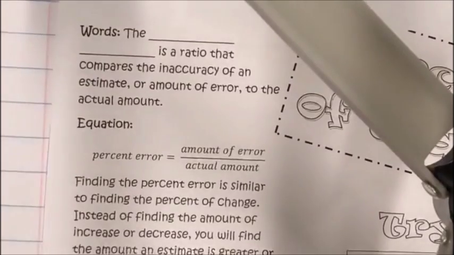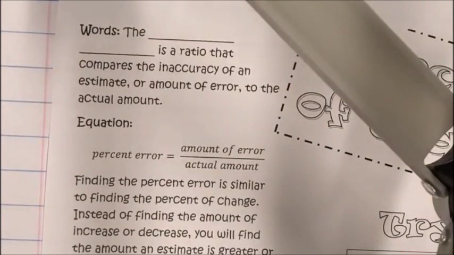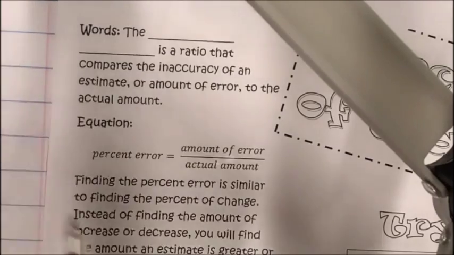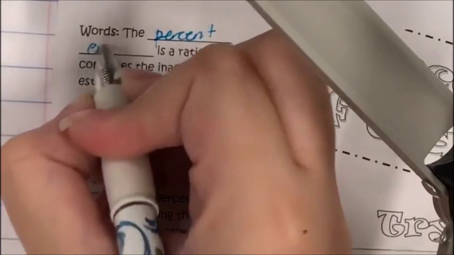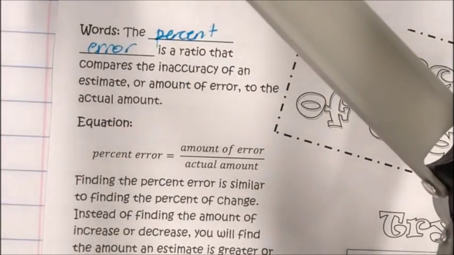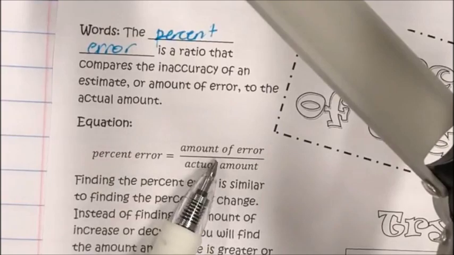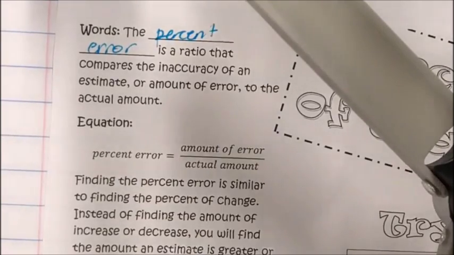On page 39, we have the second half of percent of change. So it says the blank blank is a ratio that compares the inaccuracy of an estimate or amount of error to the actual amount. So in those two blanks, you're going to write percent error. So percent error is the ratio that compares the inaccuracy of an estimate or amount of error to the actual amount. So the equation is identical to percent of increase, right? I take the amount of error, so I subtracted them, over the actual amount or the original amount.